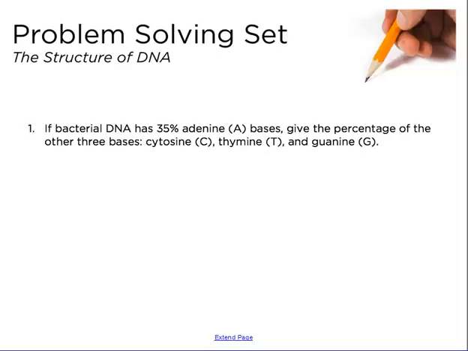Now he said because A and T base pair with each other, the number of A bases has to equal the number of T bases. And because C and G base pair with each other, the number of G bases has to equal the number of C bases. Remember that adenine and guanine are both purines, which means they have two rings. And thymine and cytosine are both pyrimidines, which means they only have one ring.